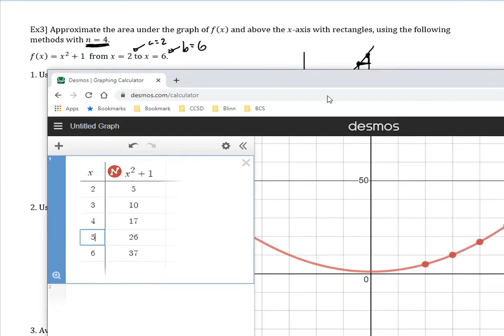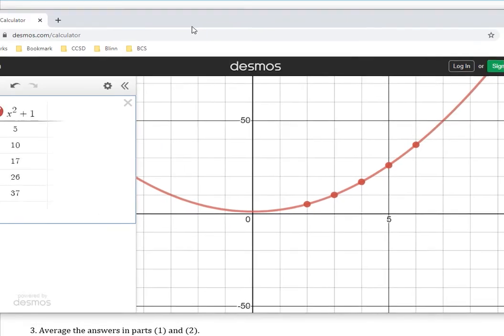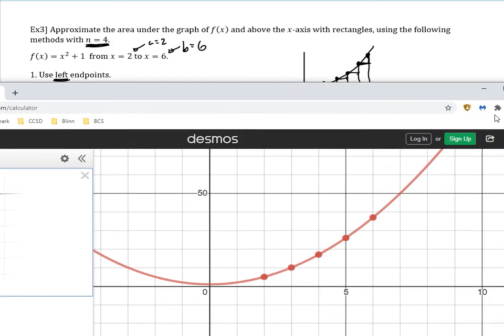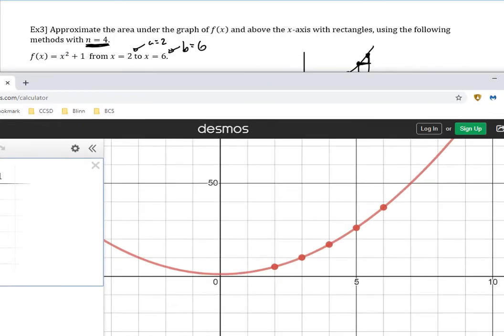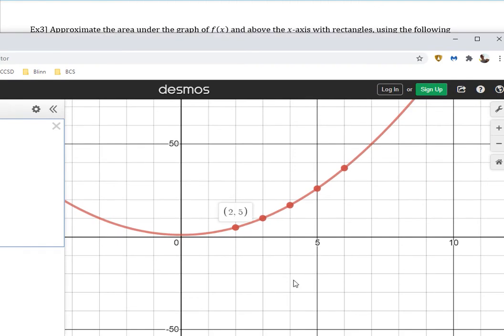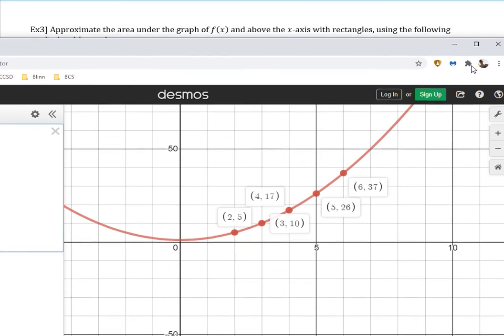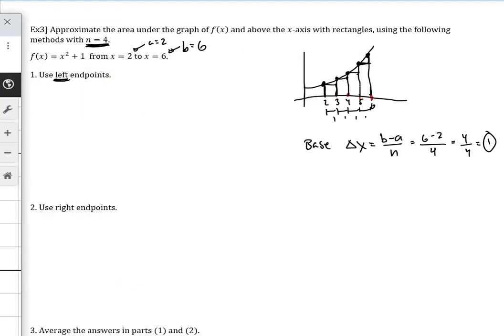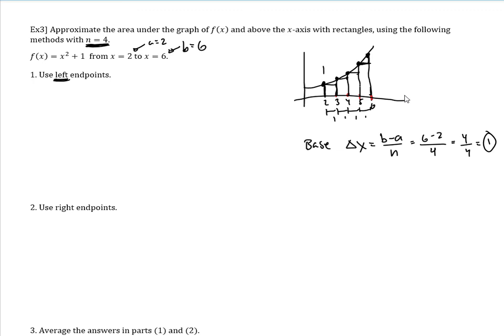Okay, so there's all of those points, and we graphed them the same way, just it doesn't show the rectangles as nice on this graph as it did on my paper. However, it does tell you what those points are, and really these y coordinates are the heights. Okay, so we've got the heights of all of them right there. Okay, so we have 2, 5. Let's go ahead and copy those. Okay, so at this point I have 2, 5.